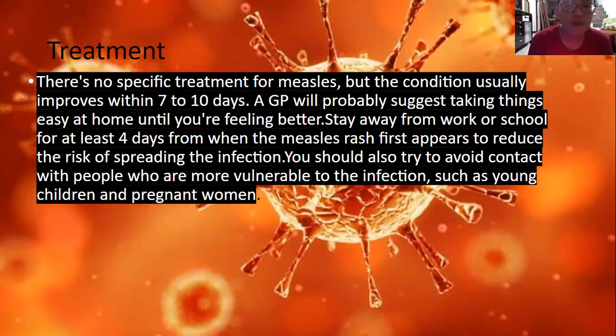Treatment. There's no specific treatment, as I already said, for measles, but the condition usually improves within 7 to 10 days. A GP will probably suggest taking things easy at home until you feel better. Stay away from work or school for at least 4 days from when the measles rash first appears to reduce the risk of spreading the infection. You should also try to avoid contact with people who are more vulnerable to the infection, such as young children and pregnant women.